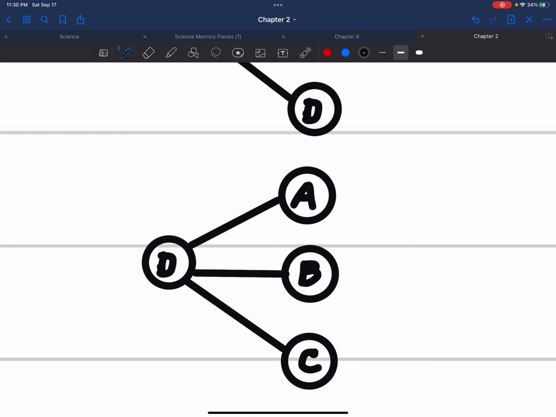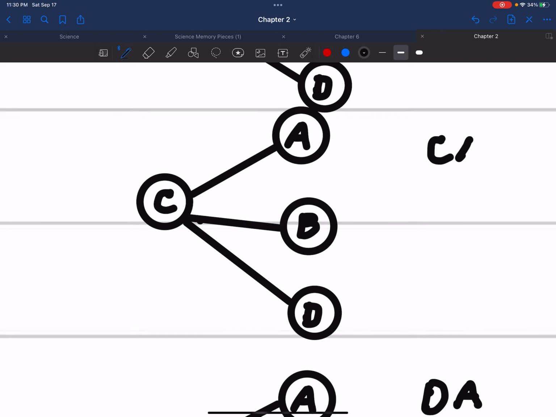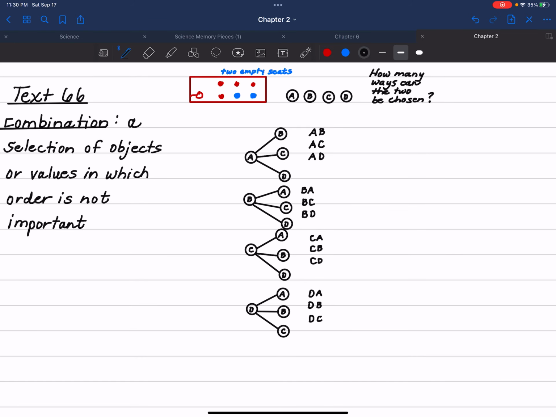And I forgot to do this, didn't I? So we have Davis and then Adams, Davis and Bennett, Davis and Clark. And then here we have Clark and Adams, Clark and Bennett, Clark and Davis. And then those I did. So there's the tree diagram that represents this situation. And these are all the possible ways that the people could get on the bus.